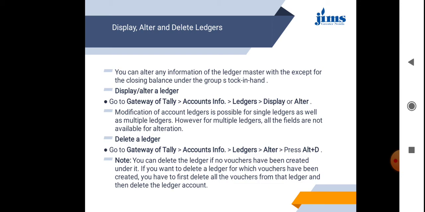Modification of an account ledger is possible for a single ledger as well as multiple ledgers. However, all the fields are not available in multiple ledgers. There you can alter whichever field you want to alter. Next, if you want to delete any ledger, the path is almost the same. Go to the Gateway of Tally, accounts info, ledgers, then you press alter, and as you enter the ledger, you can press Alt plus D.